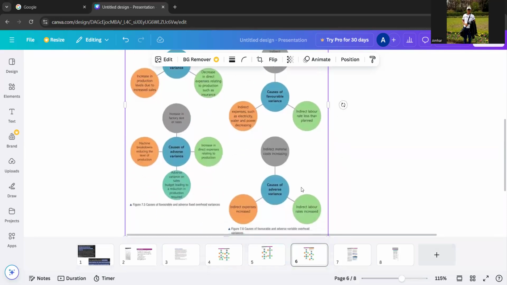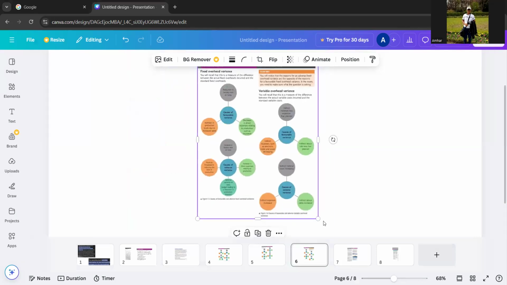Now look at causes of adverse variance. Indirect material costs increasing. So when the indirect material cost is increasing, then adverse. And indirect expenses increasing. And then indirect labor rates also increasing. So all that will cause adverse variance. Did you understand all the reasons now for each and every variance?